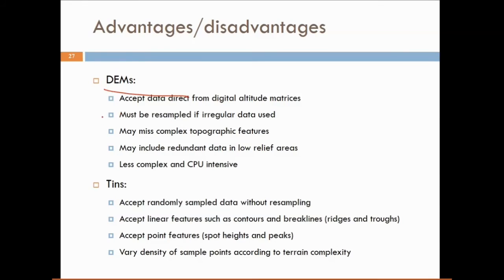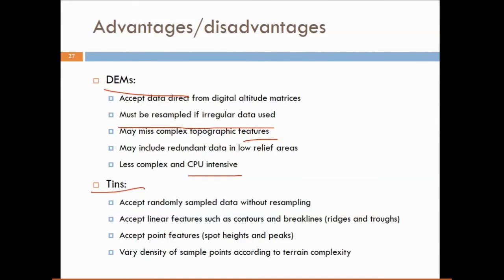If we talk about DEM, it accepts data directly from digital altitude matrices. It must be resampled if irregular data is used. So it may miss complex topographic features, and it may include redundant data in low relief areas. It is less complex and CPU intensive.